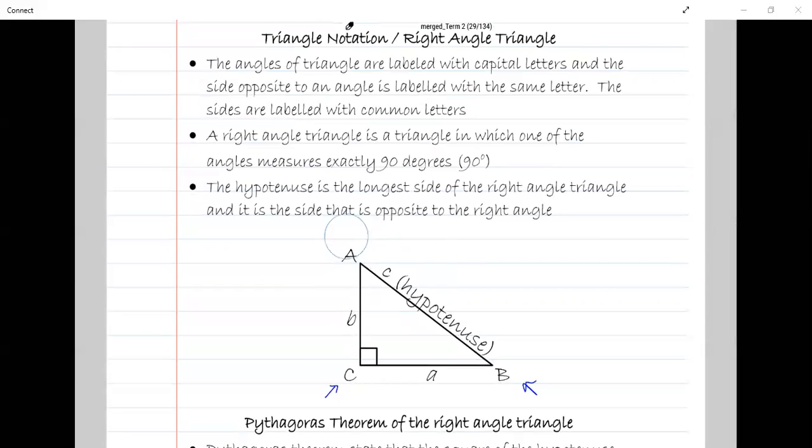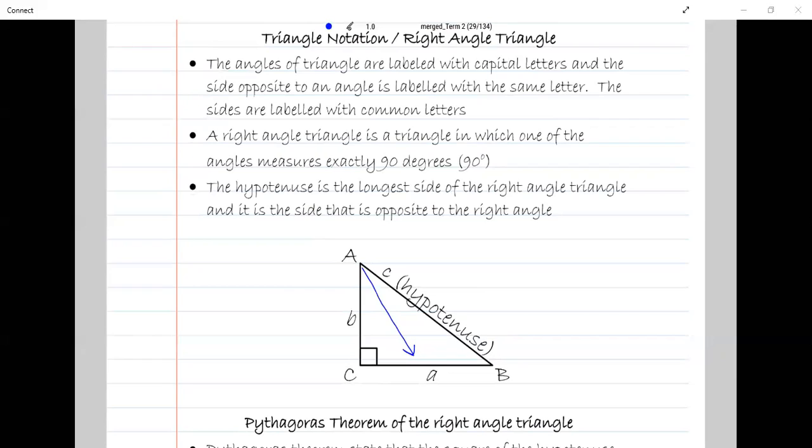Now, the sides are labeled with common letters. So this is common A, common B, and the hypotenuse is common C. Now, how do I know what to label the sides? After the angles are labeled, now the side that is in front of an angle, this is the side that is in front of the angle A. The side that is in front of angle A is the side that is opposite to angle A, and it is labeled with the same letter, but the letter is common.